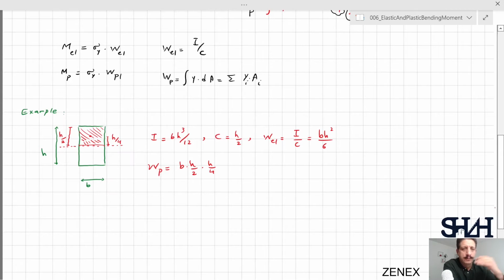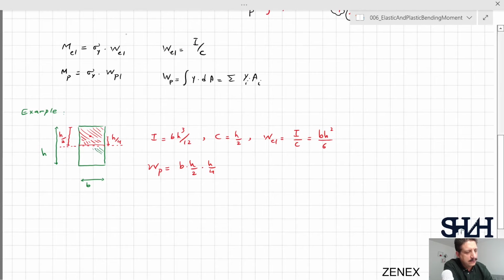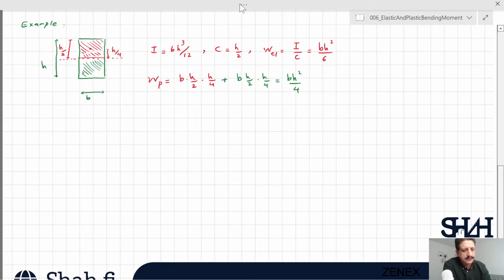So this is for the upper part of the cross section. For the lower part, we have the same value. So it will be plus BH divided by 2, H divided by 4. So it will be BH squared divided by 4. We can see that W plastic is always greater than W elastic. And then we can calculate what is the maximum elastic moment or maximum plastic moment. Now let's have another example for one I section.